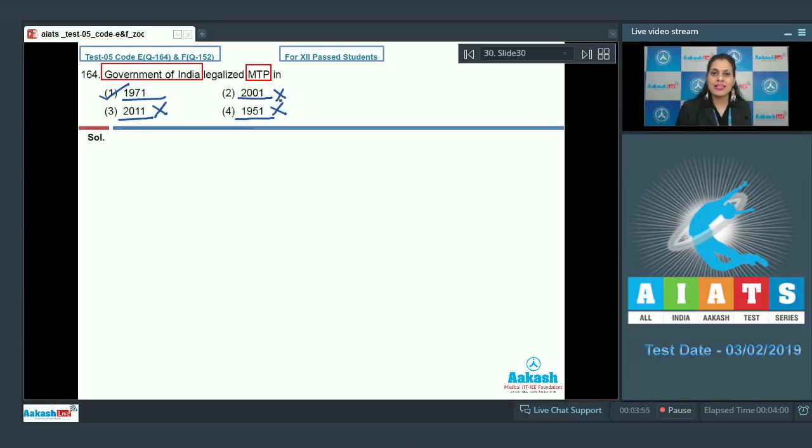According to the 2001 census report, the population growth rate was 1.7%, and according to the 2011 census report, the population growth rate was near about 2%. The last option, 1951, is an incorrect option because in 1951, family planning programs were initiated in India. So the correct answer to this question is option number 1. Let's proceed to the next question.